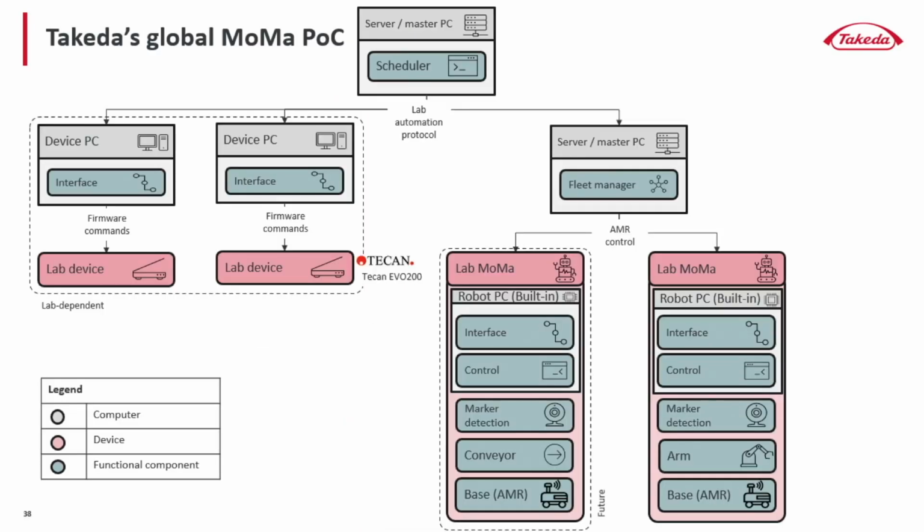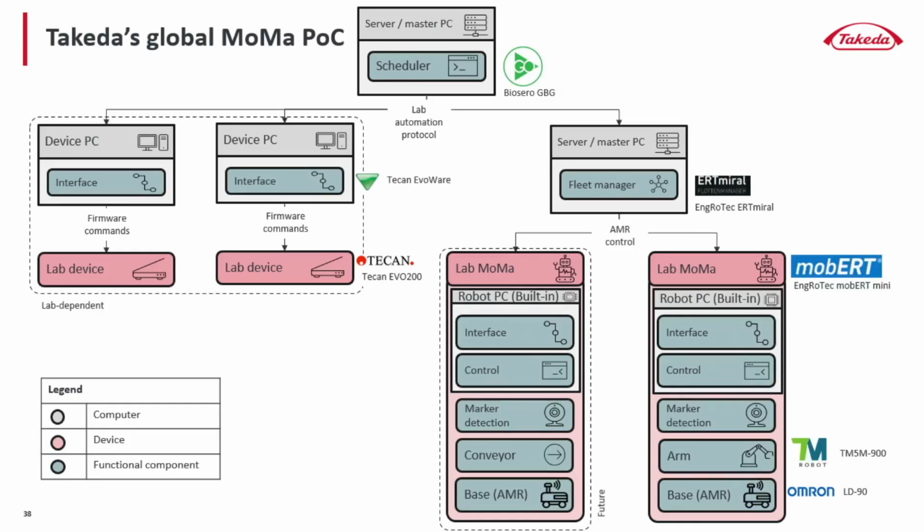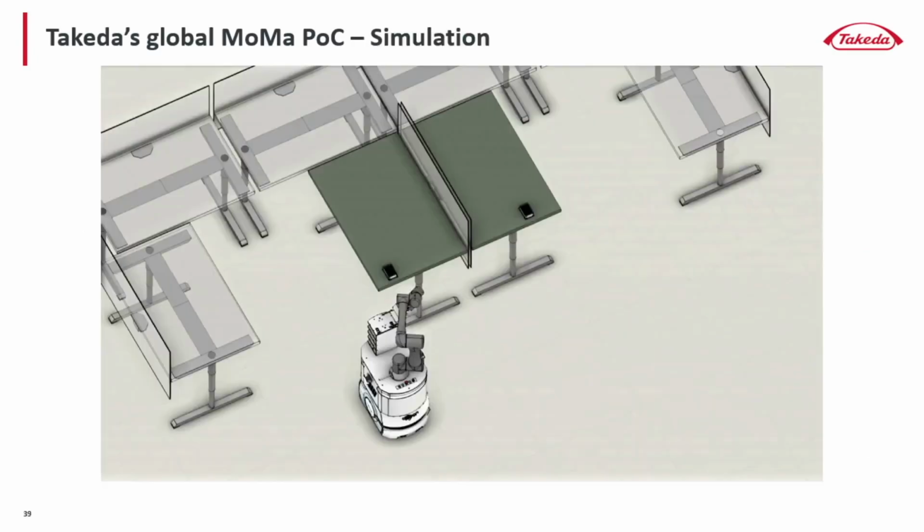So this diagram I have already shown on a conceptual level. Here I just wanted to outline that at Takeda we have a series of selected components and partners to implement it. We will implement a global proof of concept study at 3 sites globally in Lexington, USA, in Austria, and in Japan. Each time with an Omron-based mobile manipulator and a BioZero scheduler, and very important, a SILA-based communication.